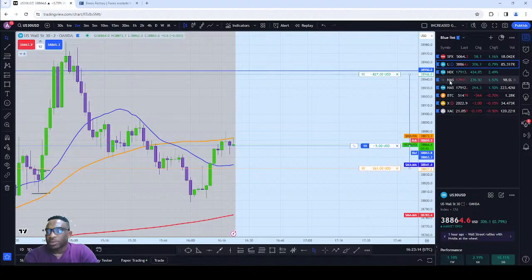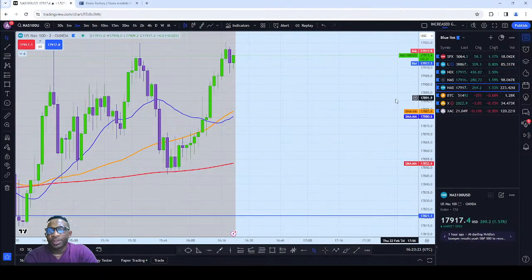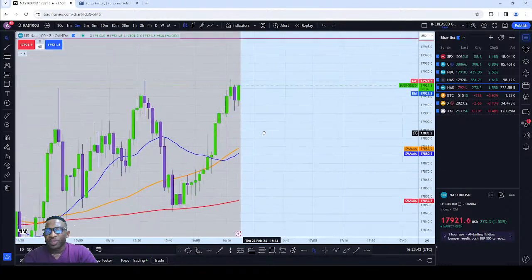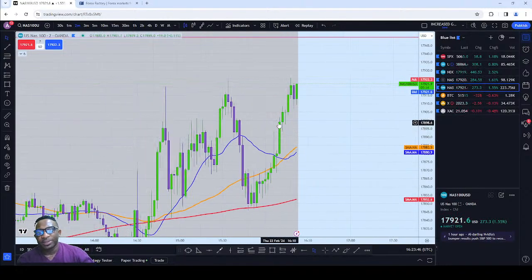Okay, let's see what NAS is doing. Compared to US 30, which is moving up and down, NAS quickly and swiftly moved higher. So we've gotten to its previous high, where it got to before and then turned round.